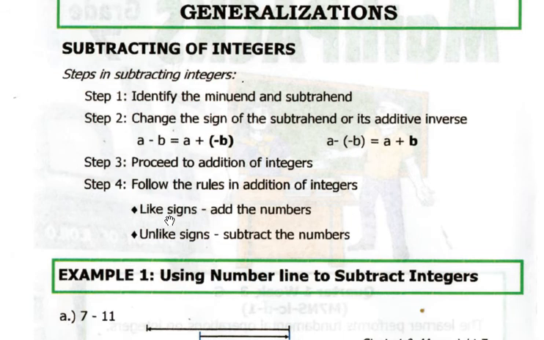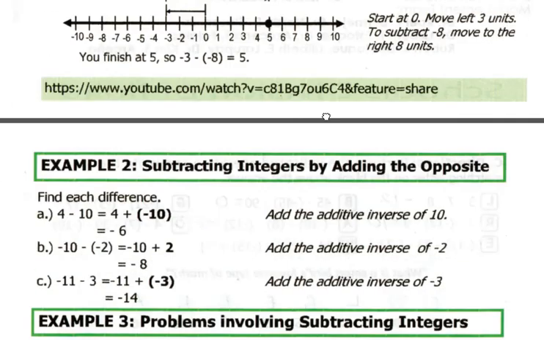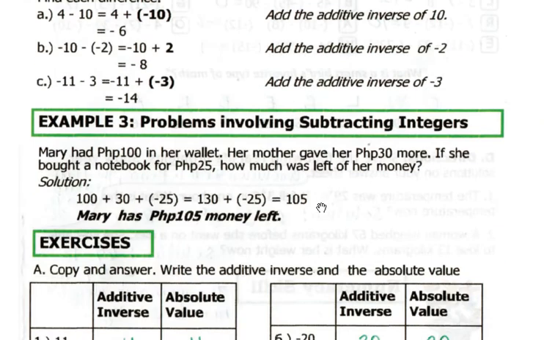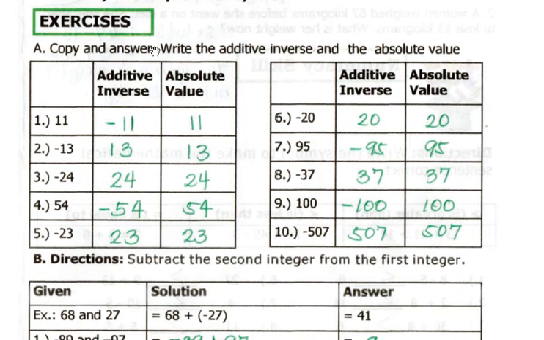Adding integers with like signs, you simply add the numbers and copy the common sign. Adding integers or subtracting integers with unlike signs, subtract the numbers, and then copy the sign of the number with a bigger value. There are examples to follow for you to independently study, examples 1 to 3. I have to move on to exercises just to guide you in answering this one.